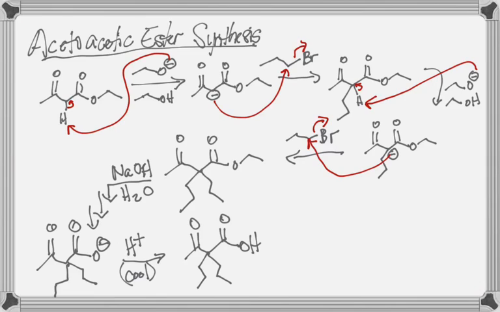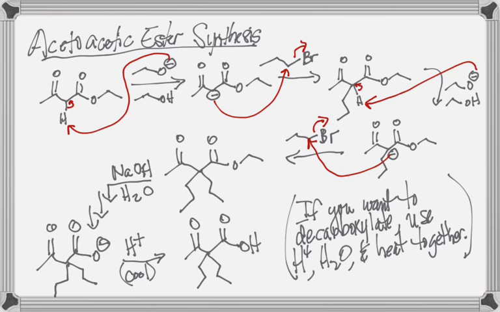So the final step is neutralization of this carboxylate with acid. That's done quickly under cool conditions, so decarboxylation doesn't happen there. And if you wanted to decarboxylate, you should do the hydrolysis in a different way.